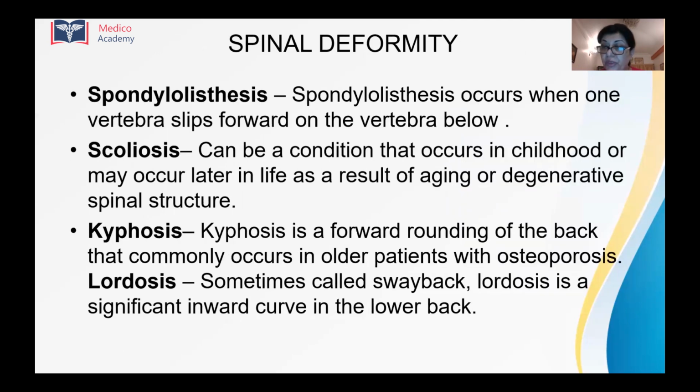Now, spinal deformity. Spinal deformity condition occurs when there is an abnormal curvature of the spine. Spondylolisthesis occurs when one vertebra slips forward over the other vertebra below. Spondylolisthesis usually occurs when the top vertebra has a defect commonly known as spondylolysis. Scoliosis can be a condition that occurs in childhood or may occur later in life as a result of aging or degenerative spinal structure.